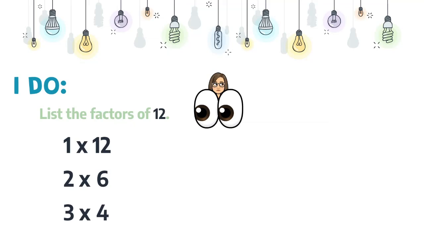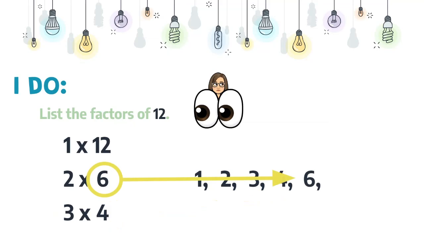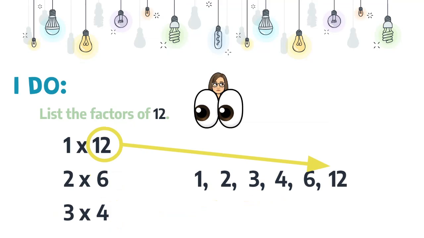12 has quite a few factors. Are there any more? I think we've got them all. These are listed as pairs, which is one helpful way to see factors. But now I'm going to take all these factors and put them into a list from least to greatest, like this. 1, 2, 3, 4, 6, and 12. This will come in handy later, trust me.